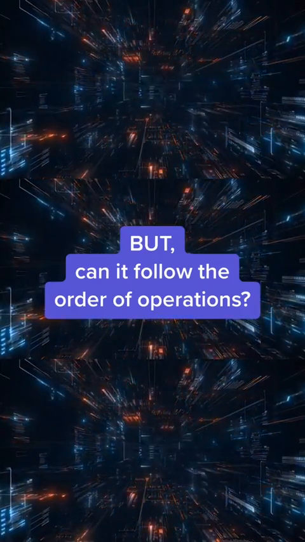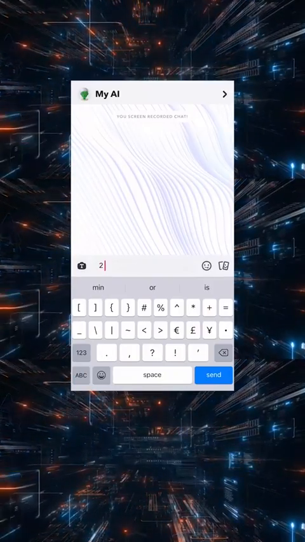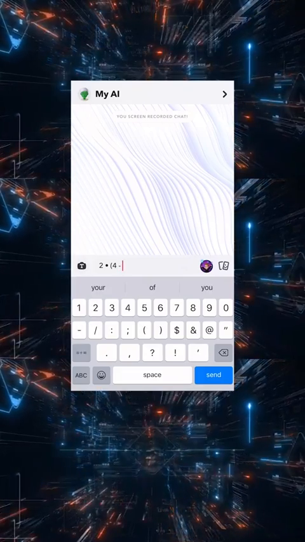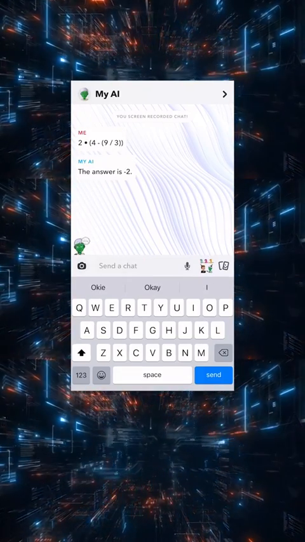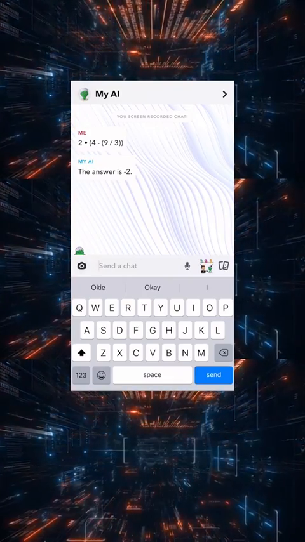But can it follow the order of operations? 2 times, and within parentheses, we'll have 4 minus, and again, another pair of parentheses, 9 divided by 3. It got it wrong. This should be 2, not negative 2.